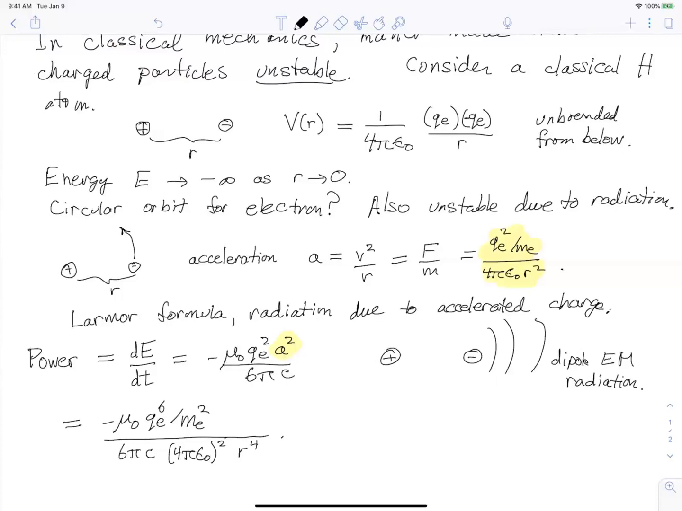Okay, so meanwhile, we have a formula for just the energy itself if we're in a circular orbit, which is the kinetic energy plus the potential energy. The potential energy we wrote down earlier, so now I'm just going to rewrite it.